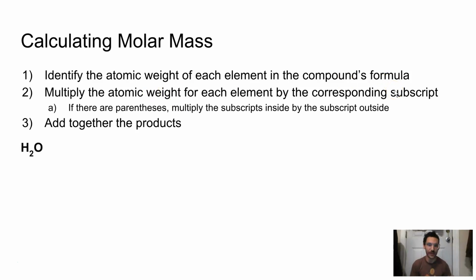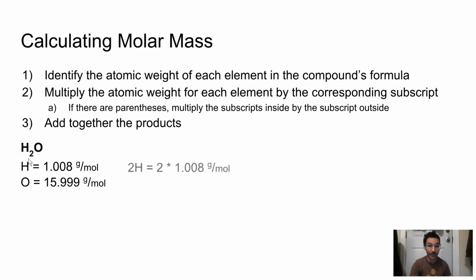So let's look at 2 examples. First, we'll look at H2O. And I'll say, all right, hydrogen, I can get that atomic weight off the periodic table. I can get the atomic weight of oxygen. And so now what I'm going to do is multiply the atomic weight for each element by the corresponding subscript. So I'm going to multiply hydrogen by 2 because there are 2 hydrogens. And I'm going to multiply oxygen by 1 because there's only 1 oxygen shown in this formula.